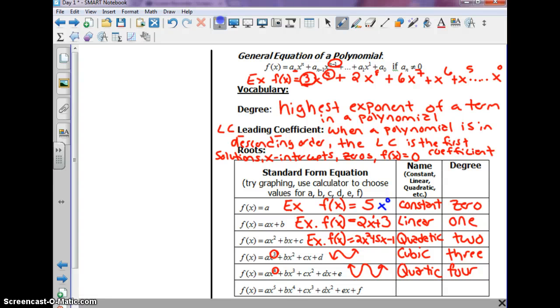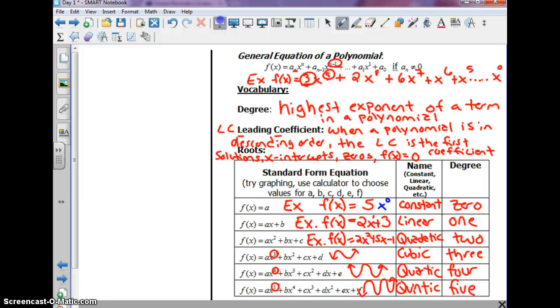And then last but not least, when you have a degree of 5, this is the highest that we're going to go, okay? The highest we're going to go is a 5, and this is called a quintic. And a quintic has a degree of 5, and that again adds another curve onto your graph. So now instead of just going up once, down once, up again, we're going to go up one more time.